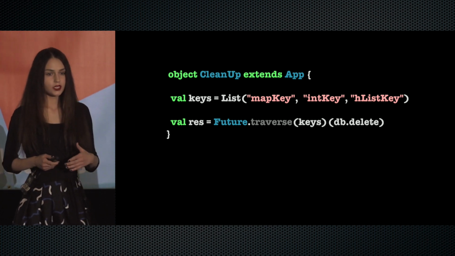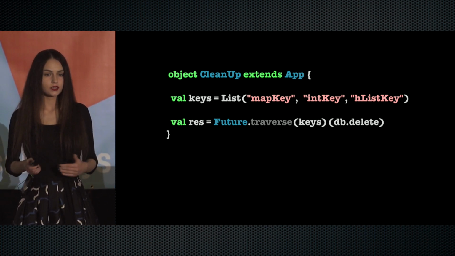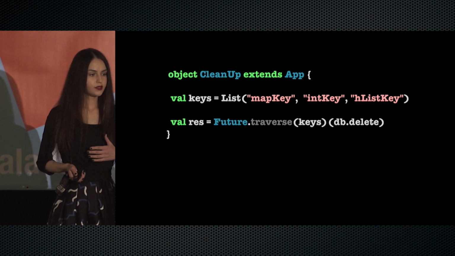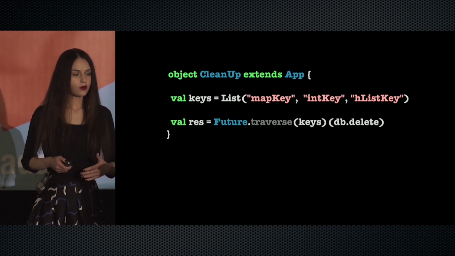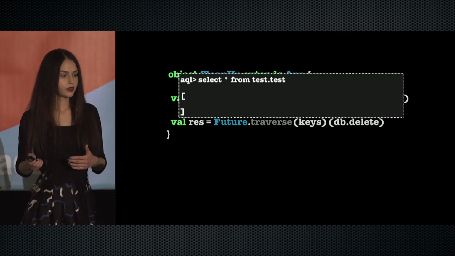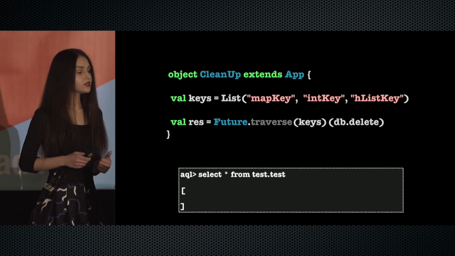To clean up all information that we stored during the development and testing process, we can define the cleanup object and call the delete function on every key in the collection. And now the set is empty.